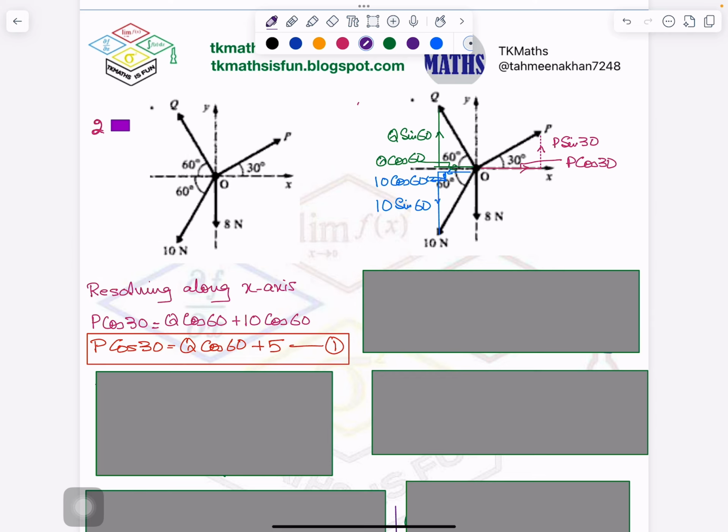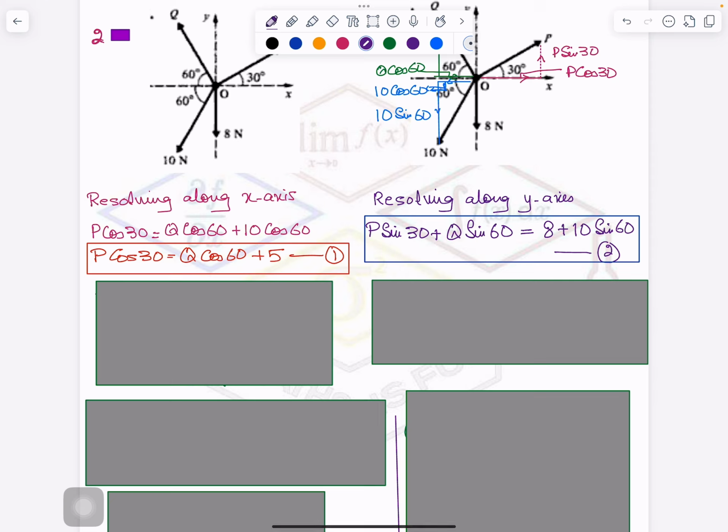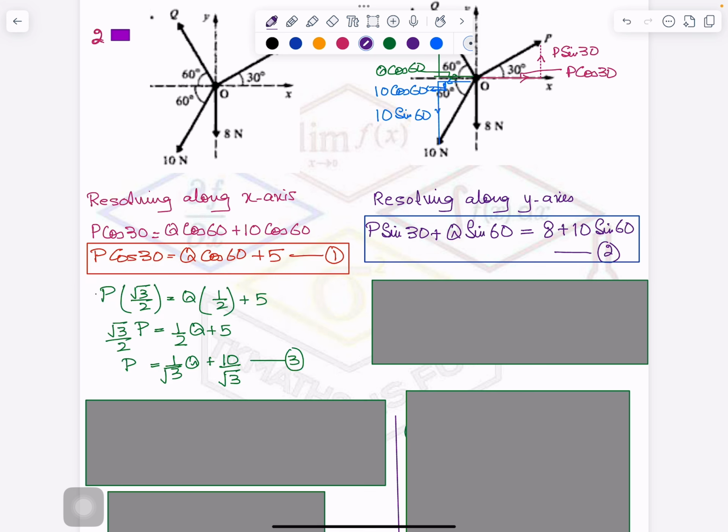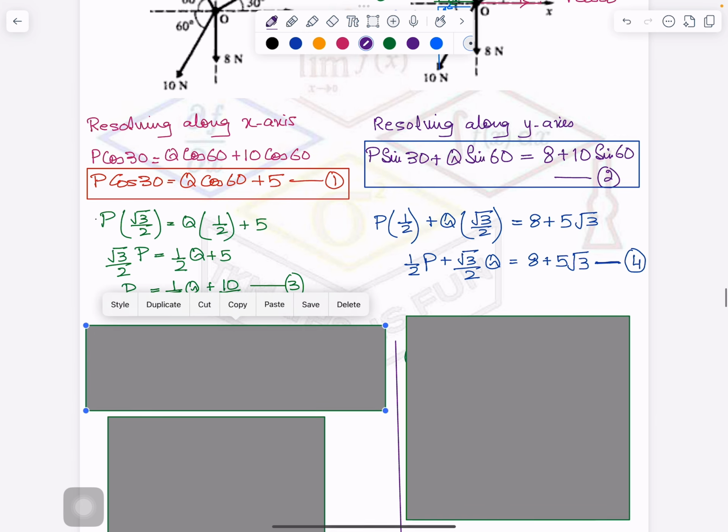the answer. So this is along the OX or along the X direction, the forces which are acting. You can see I have used different colors, green, blue and red. This is along the Y axis. After that, definitely we are trying to solve them simultaneously to get the unknown values, which are P and Q. Since green is the simplified form of along the x-axis, and this is the simplified form of along the y-axis, either upside or down, and then solving them simultaneously.